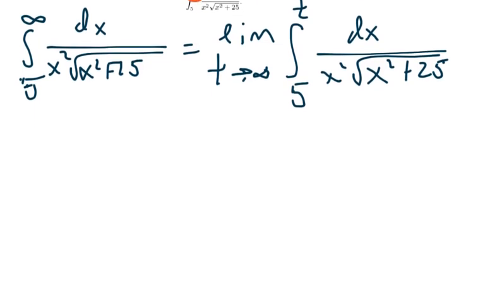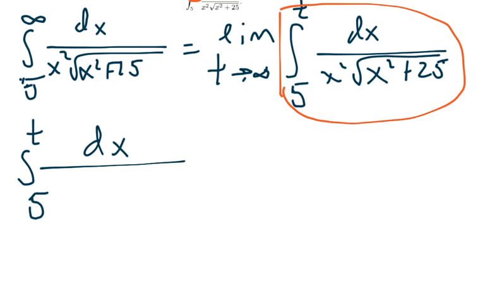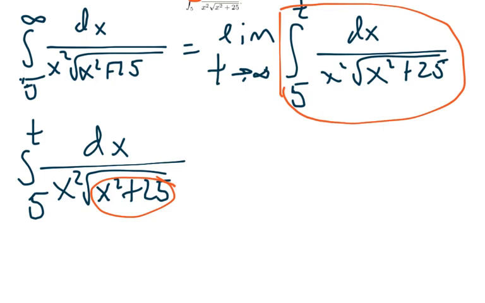So now once we've done this as our first step, I'm really going to be working with this for now. And then at the end I'll take the limit. So let's just look at this integral, 5 to t dx over x squared square root of x squared plus 25. So this here, we have something squared plus 25 under the square root, which is going to tell us that we're going to be using a trig sub.